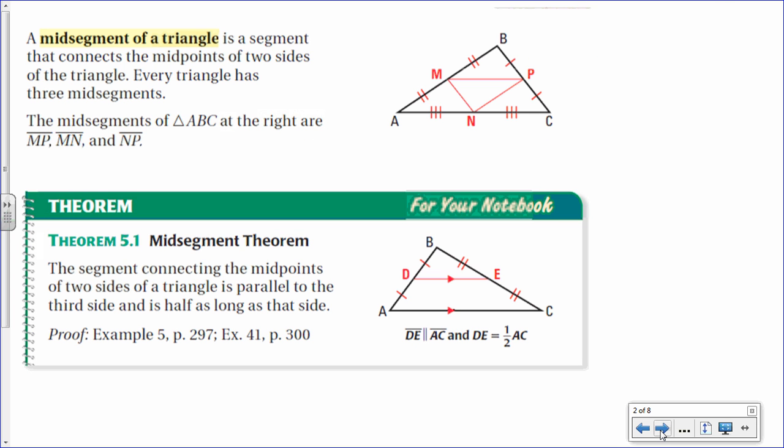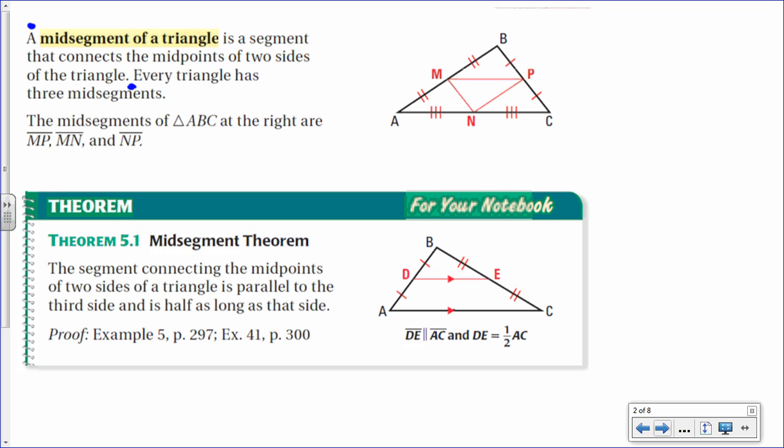All right, so for your notes, I would put on the right-hand side of your notes the mid-segment of a triangle. So I'd put this first sentence right here. It is a segment that connects the midpoints of the two sides of the triangle. So it's the very first sentence, and it ends right there.